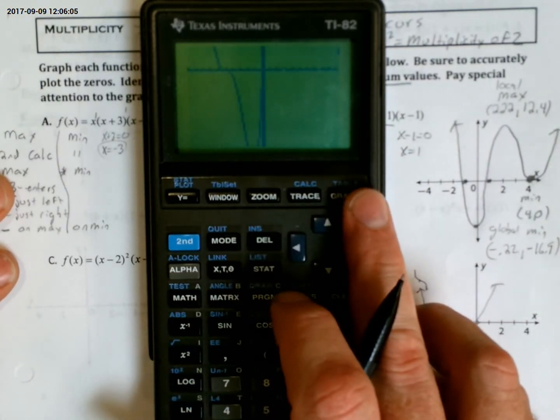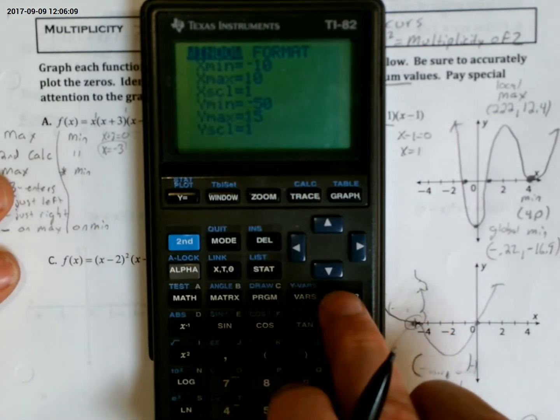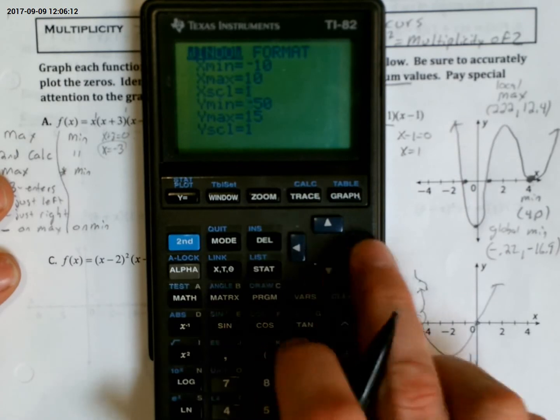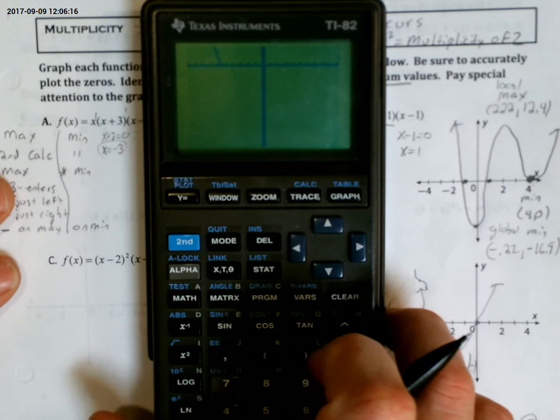And maybe it will. No, 50 is not deep enough either. We can see it's still going down. So let's try, and it looks like we're getting close, but I'm going to go 20 more, and we'll go negative 70. See if that gets to the bottom of the graph.